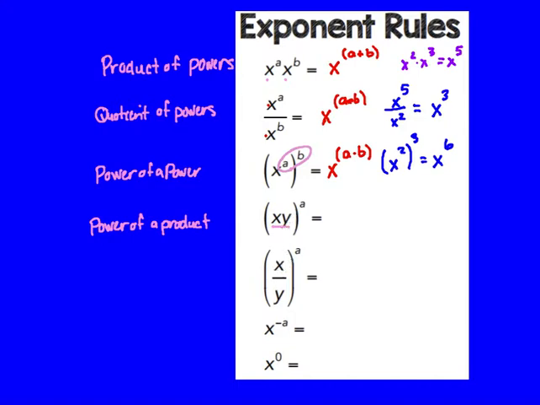What this rule says is that when you have a product inside and both terms are raised to a power, you can separate and distribute that power to both terms. Okay, so an example of this could be if I have 3x and I'm raising that to the 2nd power. So what I can do here is take each term individually and square that. So 3 squared would give me 9, and x squared would just give me x to the power of 2.